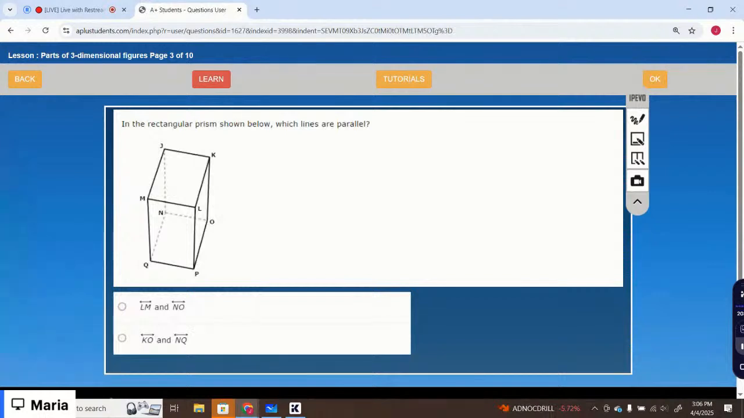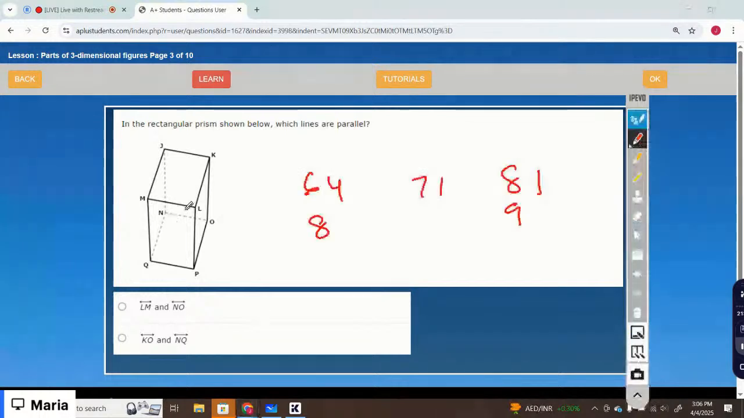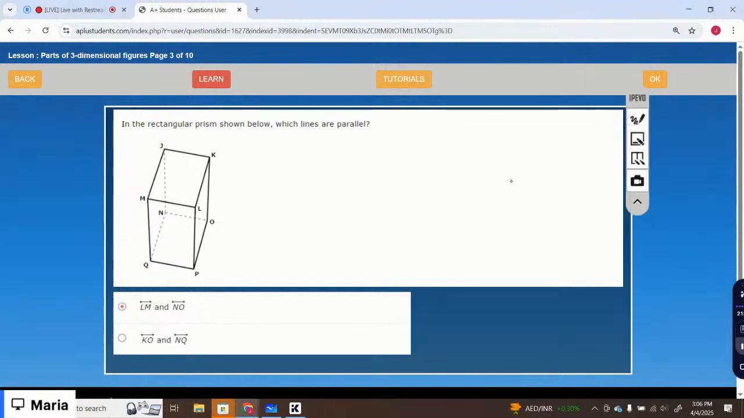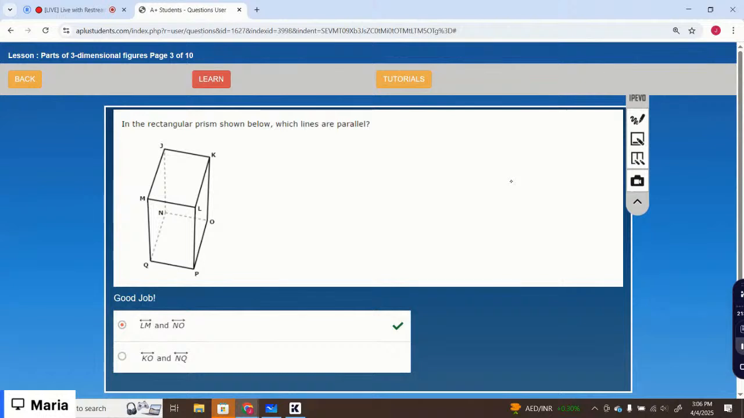In the rectangular prism shown below, which lines are parallel? L, M and N, O are parallel. Option number one is the correct option. Here is L, M, and here is N, O, and they are parallel. Option number one is the correct option.